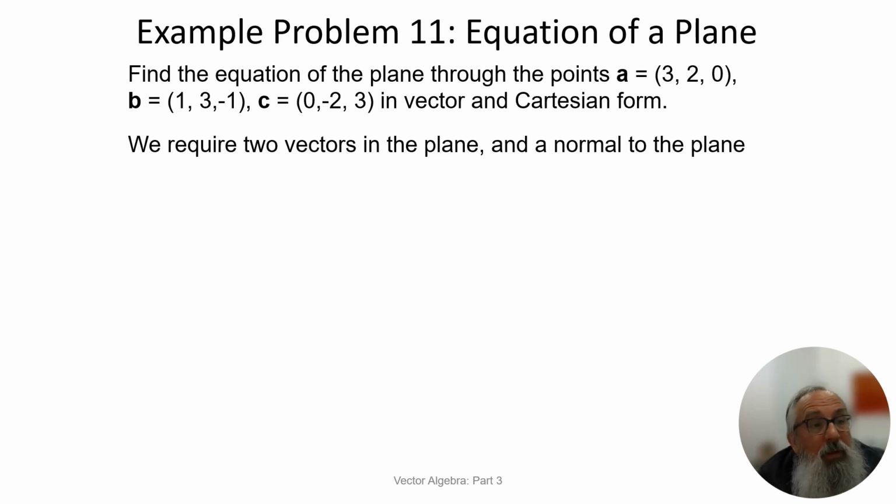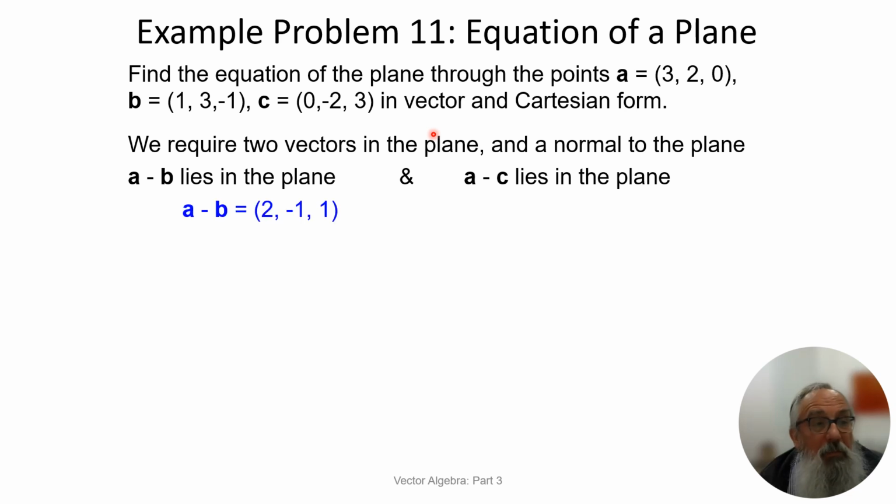Now we require a line and a normal to the plane, but at this point we're going to take the two vectors in the plane. Now two vectors in the plane will be any two lines joining these 3 points. You can see that you can get 3 points, so we just put 3 lines, but we only need to choose 2, and then we need a normal. And so A minus B lies in the plane, A minus C lies in the plane, which we can calculate those two.